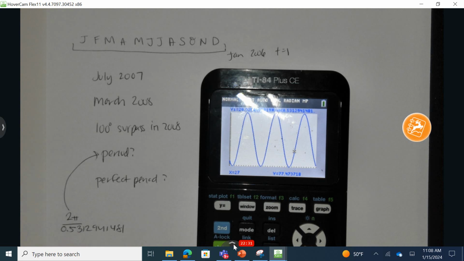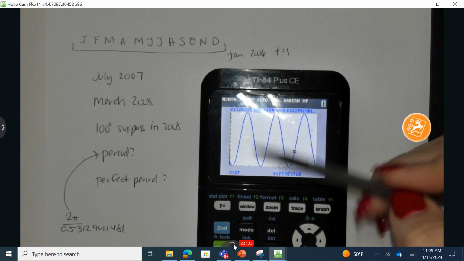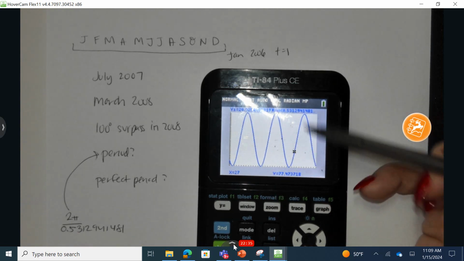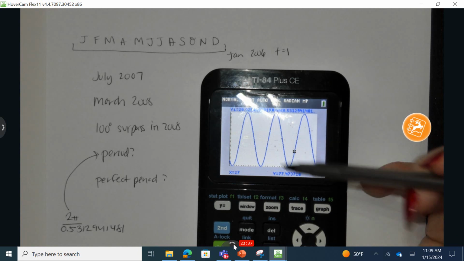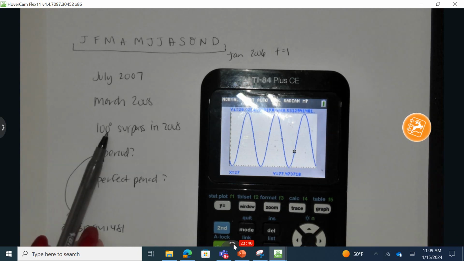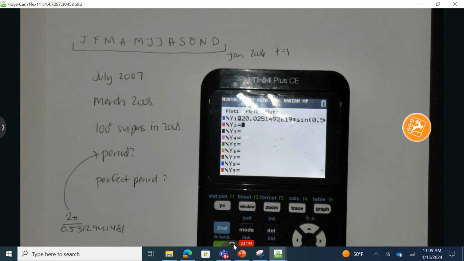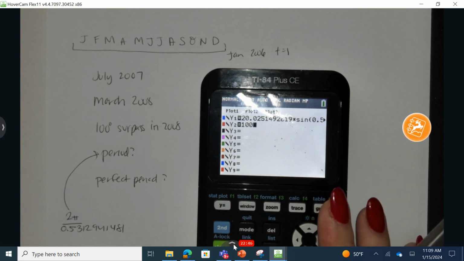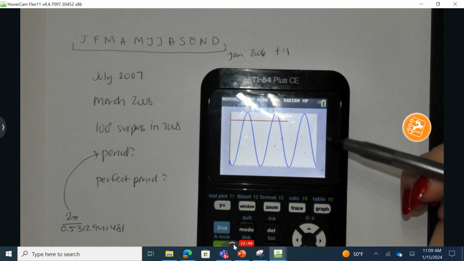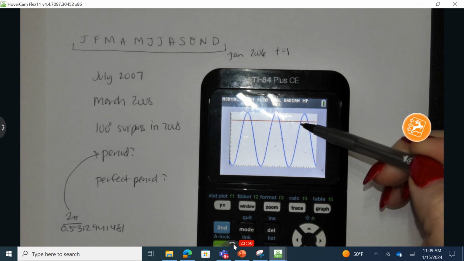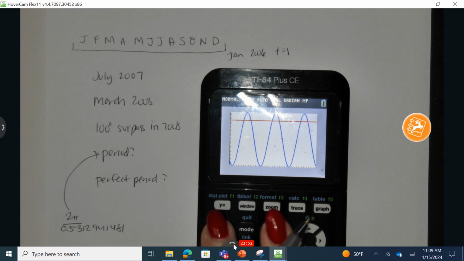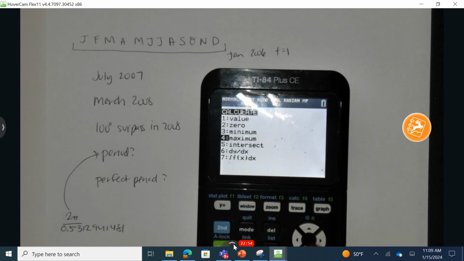When can we estimate that it will surpass 100 degrees for the first time? So in which month? In 2008. So this is 2006 when it starts, 2007 and 2008. So I want to look at this last cycle. When does it surpass 100? Well, let's see when it equals 100. I'll go up to y equals, type in 100 and graph it. I want to know this measurement. When does it first hit? So second trace intersect.